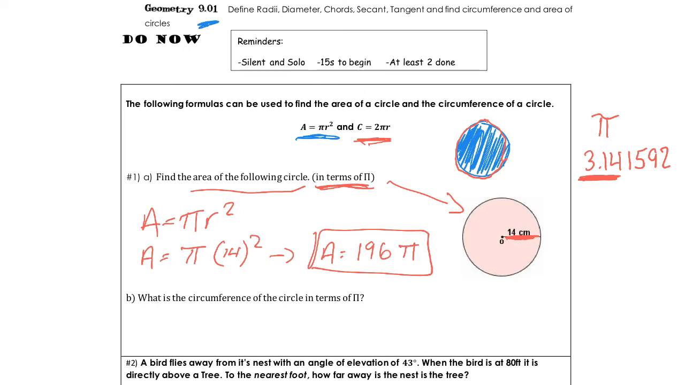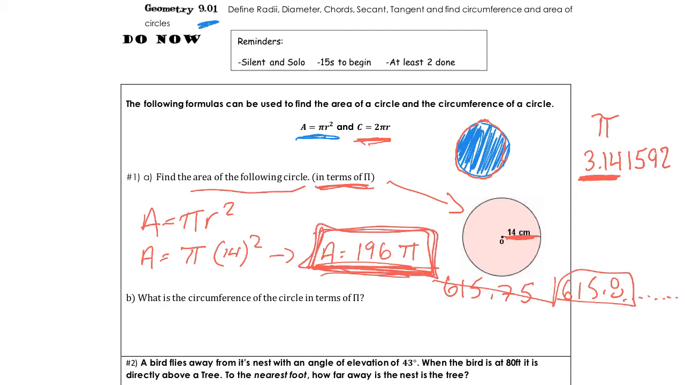If they said round to the nearest tenth, I could multiply on my calculator, 196 times pi, and get 615.75. And then if I round that to the tenth, it's 615.8. But they said in terms of pi, so we just leave it like this with pi in the answer. The reason a lot of times we leave it like that is because the decimal is going to go on forever. So this is the most accurate answer because there's no decimals. It's just what it is.